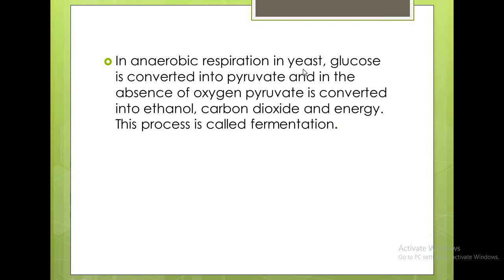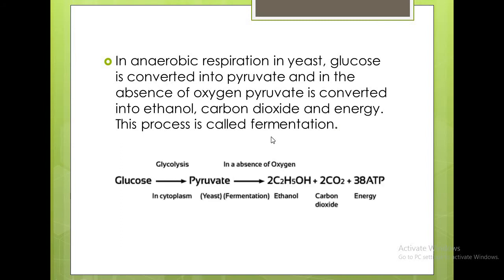In anaerobic respiration in yeast, glucose is converted into pyruvate. Again the same thing: in all aerobic or anaerobic respiration, the first step is glucose becoming pyruvate. That means glucose, 6 carbon molecules, becomes 3 carbon molecules plus energy, and this process takes place in the cytoplasm. That is the main thing, right? And in the absence of oxygen, this pyruvate is converted into ethanol, carbon dioxide and energy, right? And this process is called fermentation.